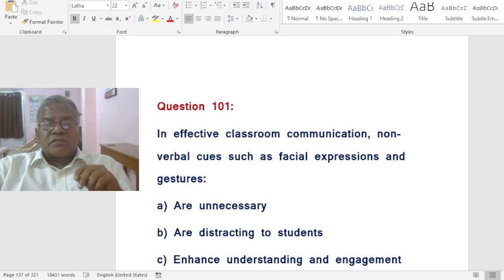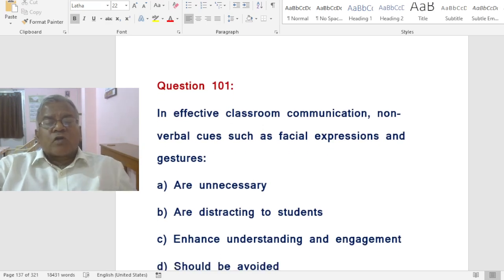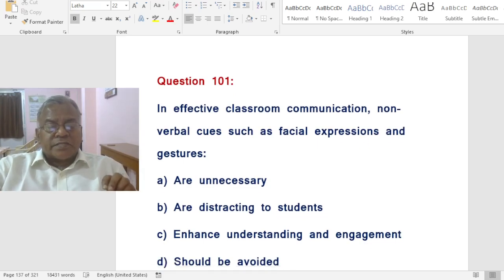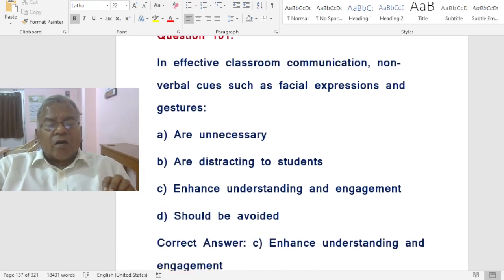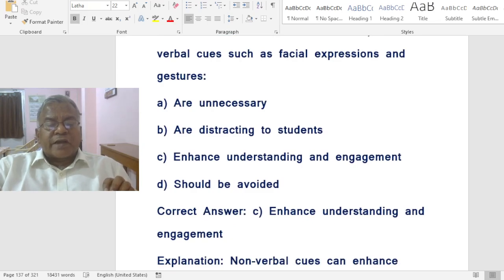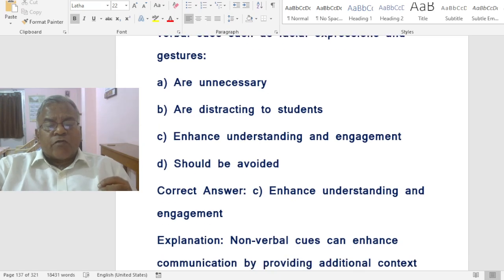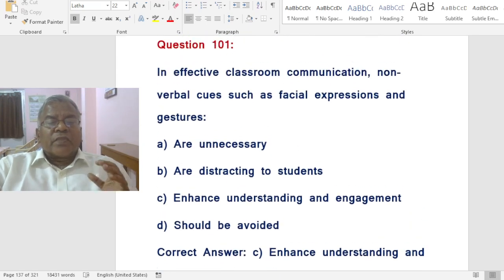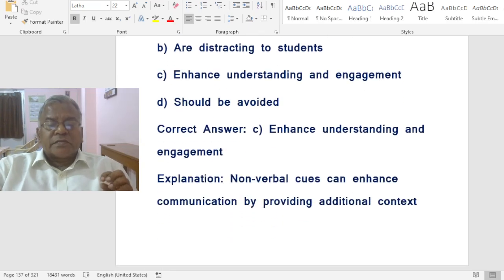Then some of the questions we can discuss. In effective classroom communication, non-verbal cues such as facial expressions and gestures: A, are necessary; B, are distracting to students; C, enhance understanding and engagement; D, should be avoided. So, in effective classroom communication, non-verbal cues such as facial expressions and gestures enhance understanding and engagement, no doubt about it. It complements the verbal teaching.